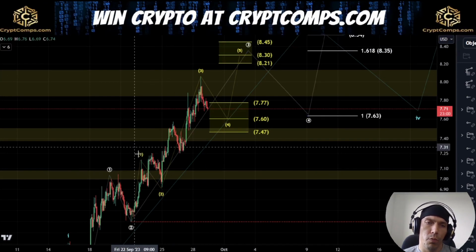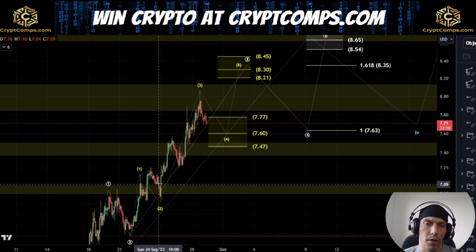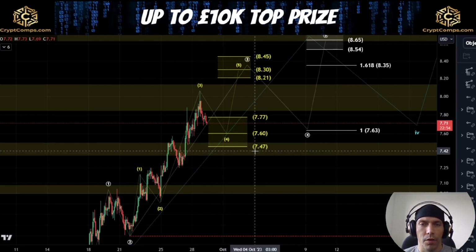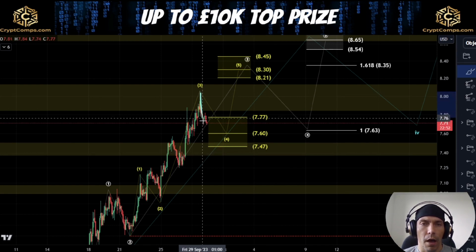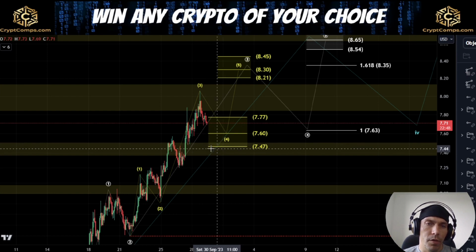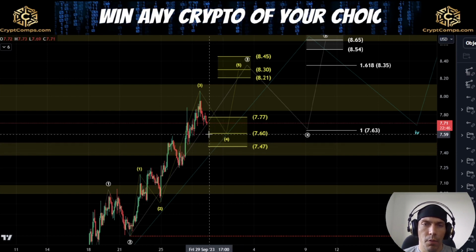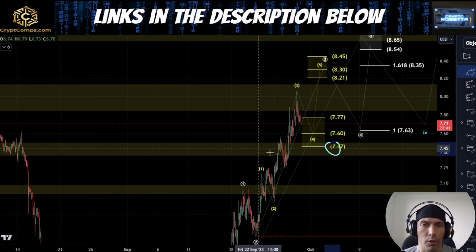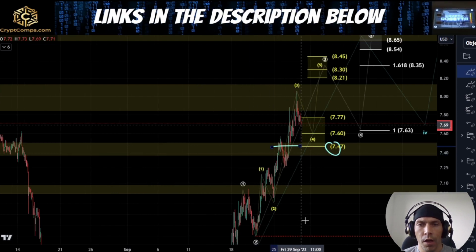If we fail to move below that zone, we need to be on the lookout here that this move could still find support higher up here at this 777 to the 747. And we could just get a 3-wave structure to the downside. If we do see something like this, I'm going to be watching out first off, obviously, the 760, and then the 747 is also going to be quite an interesting zone to keep an eye on.